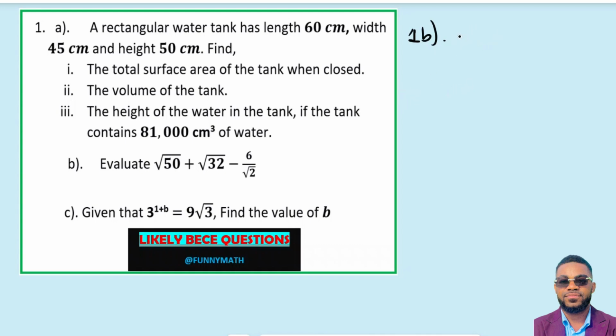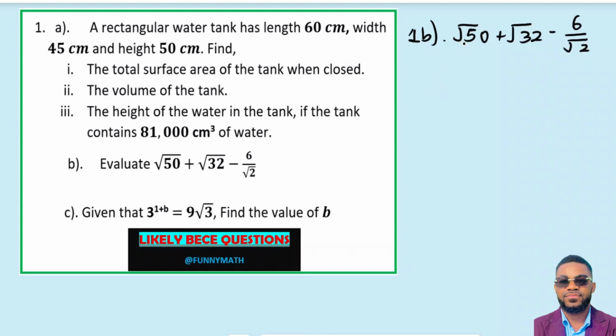Now what are we going to do? So let me write the expression here. We have the root of 50 plus the root of 32 minus 6 on the root of 2. So that's the expression. Now we are going to simplify these roots, the root of 50 and the root of 32, and we will have to rationalize this one because the denominator is a surd. It is not acceptable to leave a denominator of a fraction as a surd. So we have to rationalize this denominator.